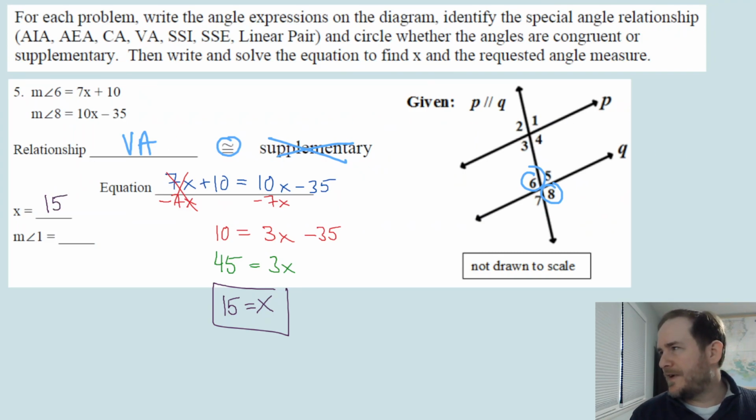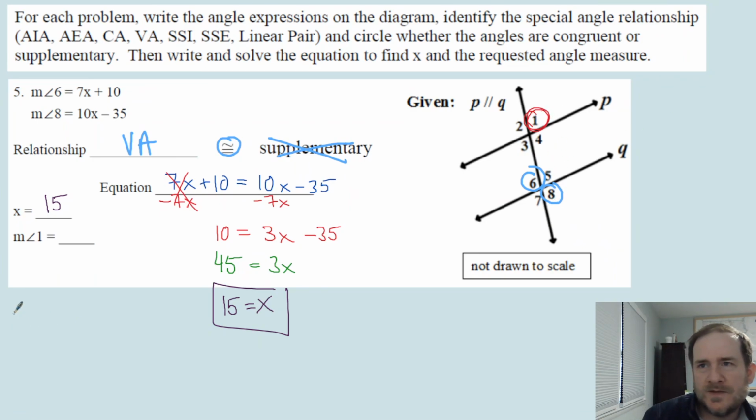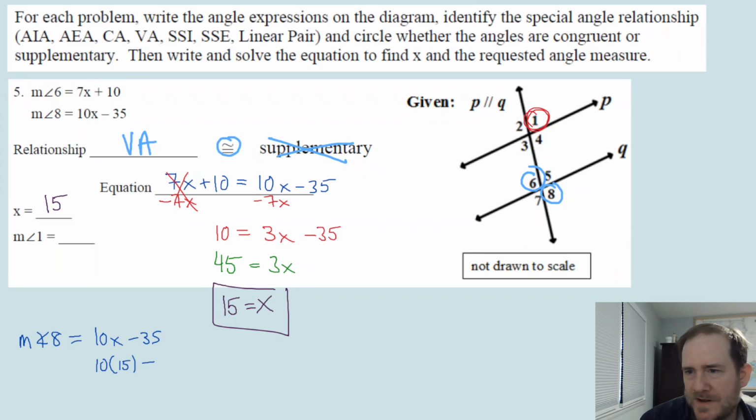So now how do you find the measure of angle 1? Well, looking at angle 1, it looks like your best bet is to recognize that 1 and 8 are same side exterior angles. So 1 and 8 will be supplementary. So let's start by finding the measure of angle 8, which is 10x minus 35, which means it's 10 times 15 minus 35, which is 150 minus 35, which is 115 degrees.